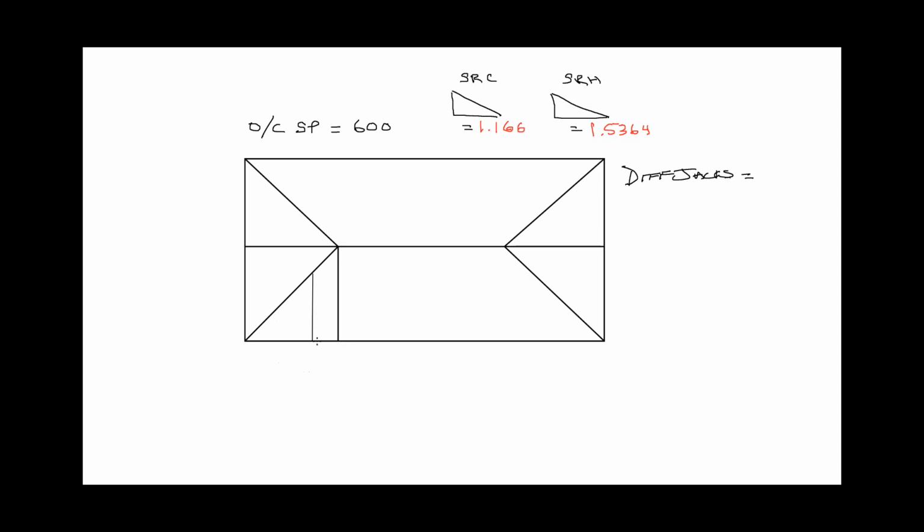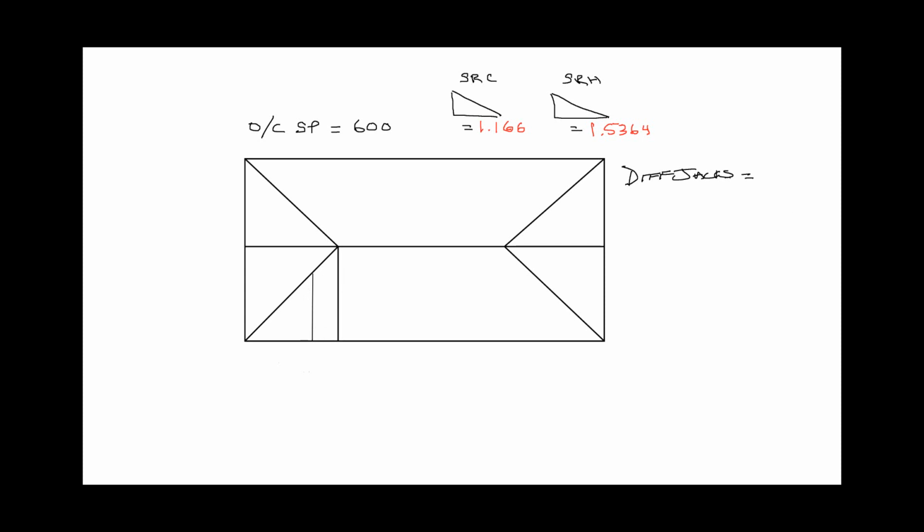The jacks are named for, number one, if they are touching either the plate or the ridge, and the other end is touching another member like a hip or a valley, we call it after the other member that it is touching. In this case, it is a hip. So this would be the first hip jack rafter.